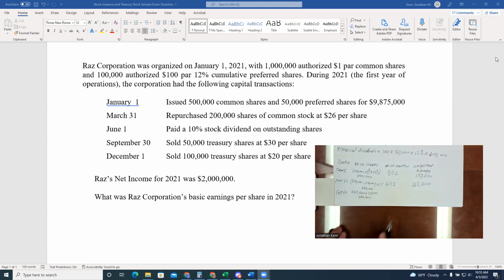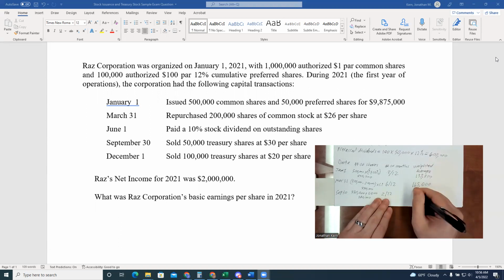You will then multiply the 380,000 shares by the number of months which they had 380,000 shares, which would have been October and November. So 2 out of 12 months. So the weighted average number of shares during this time period would be 63,333.33 shares.